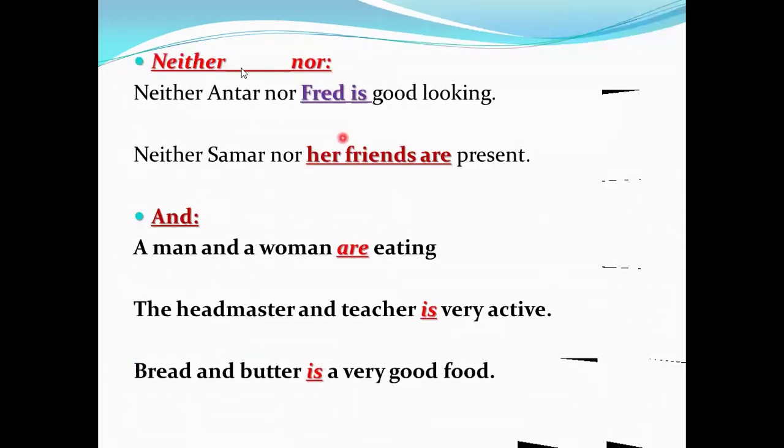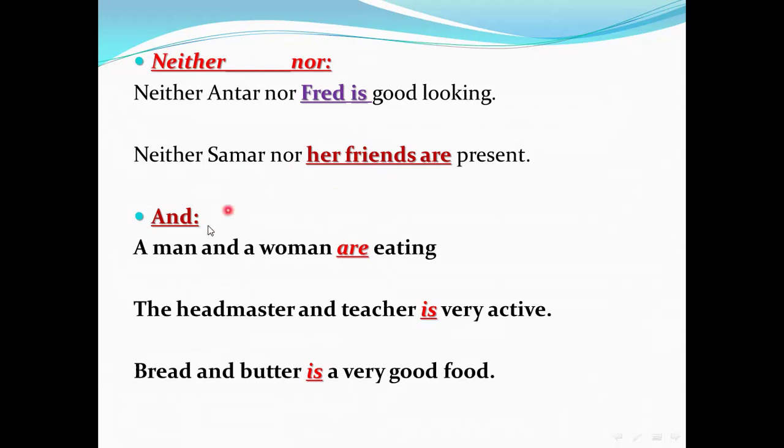Here we have neither, nor, like this. Neither Hunter nor Fred is. So here I put is. Why? Because the nearest subject is singular. So we say Fred is good looking. We say neither Summer nor her friend. So the nearer subject agrees with the verb, it would be her friend. So here we have are.